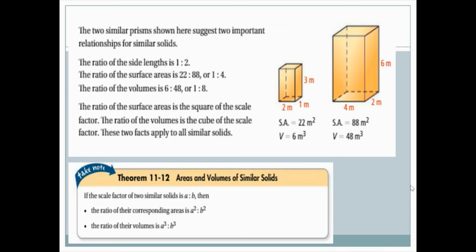Now let's move to Theorem 11-12, areas and volumes of similar solids. If the scale factor of two similar solids is a to b, or a over b, then the ratio of their corresponding areas is a squared to b squared, or a squared over b squared. Then the ratio of their volumes is a cubed to b cubed, or a cubed over b cubed.